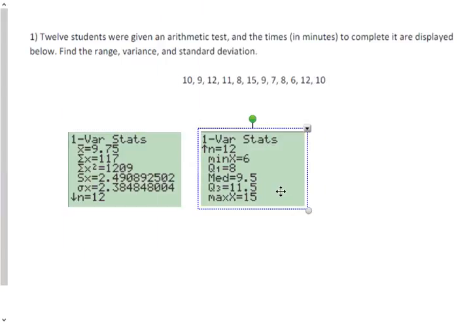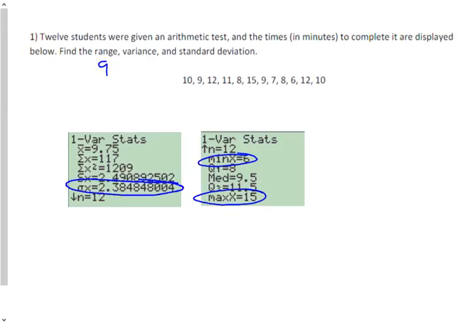Alrighty. So let's take a look at what we got. So the range here, again, is going to be high minus low. So 15 minus 6, my range is 9. The standard deviation is simply this number right here. So we'll round that off, and we'll say the standard deviation is 2.38. Now, what that measures is how spread out the data is. That's the whole point of it, how varied it is.